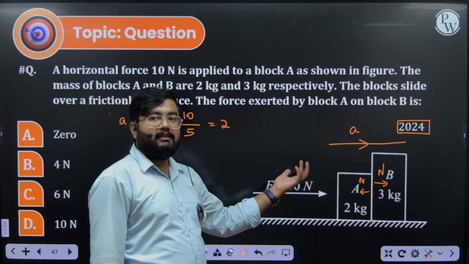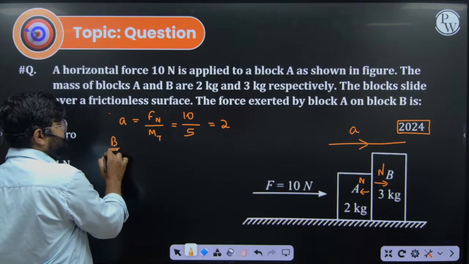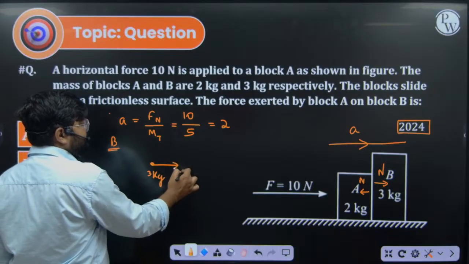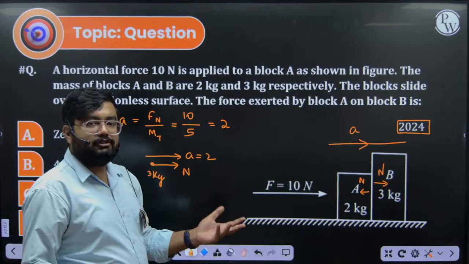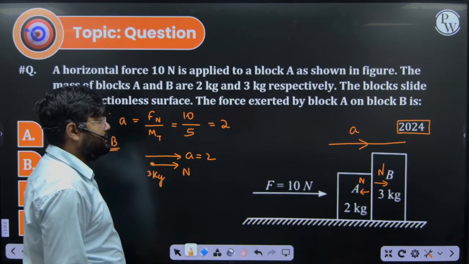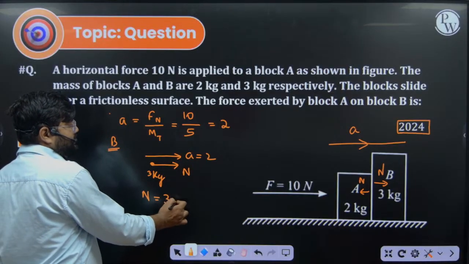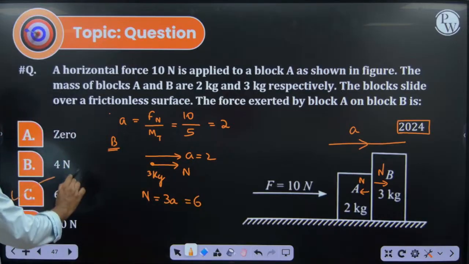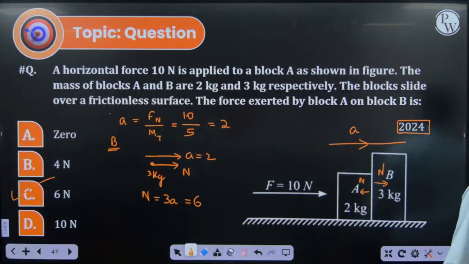And now we draw any one FBD to get the normal, either A or B. Whatever you like, you can draw. Let us take B. If you see B here, it is having how much? 3 kg. Normal is acting to the right. Acceleration is also to the right. Vertical forces, no need to draw, not of importance, they do not serve our purpose. Now net force is equal to mass into acceleration. So the answer here is simply 6 Newton. And you see, this question was asked in 2024. Such a simple question.